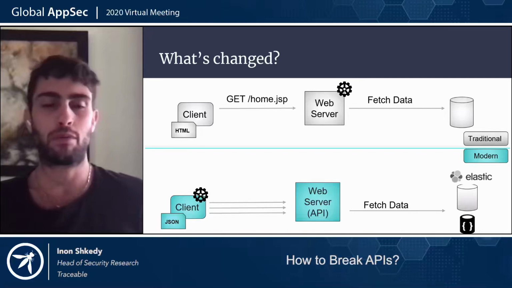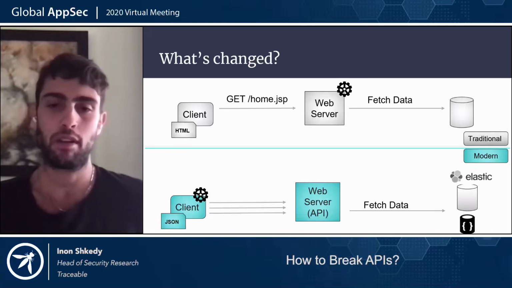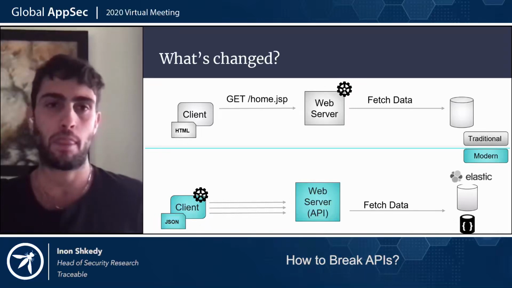So the client would just receive raw data, and all the rendering process, the creation of the visual page, would be done on the client itself. This is a very interesting change.